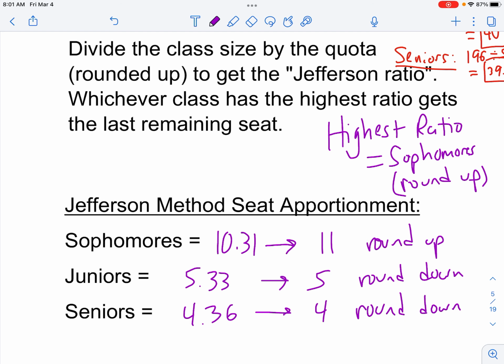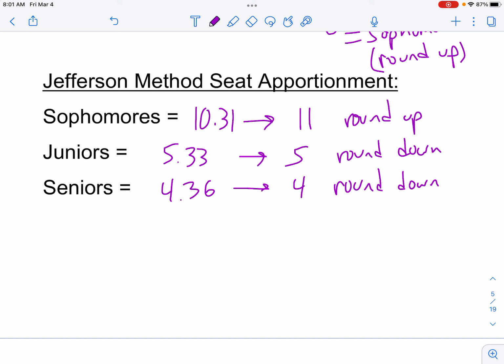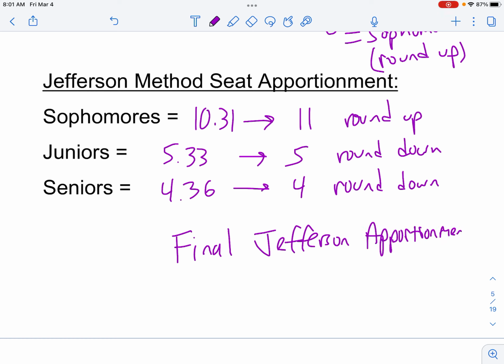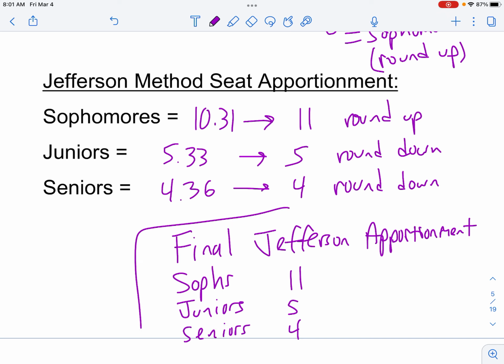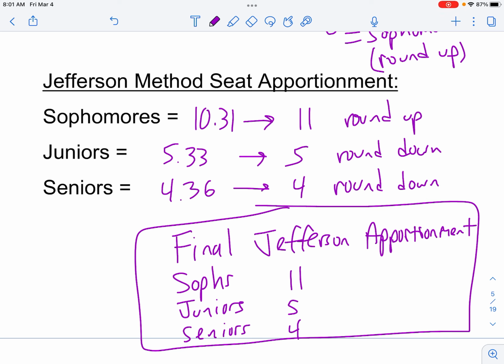Now this is a different answer than we got before, right? So final apportionment is 11, 5, and 4. In the Hamilton method that we did in the previous video, we got an answer of 10, 5, and 5. Both add up to 20, right? So we know that all of our seats are accounted for. But this is your final answer. And that's okay. If the two methods give you different results, that's okay. That's why there's two different methods, because sometimes you get different answers based on who needs the seat more.